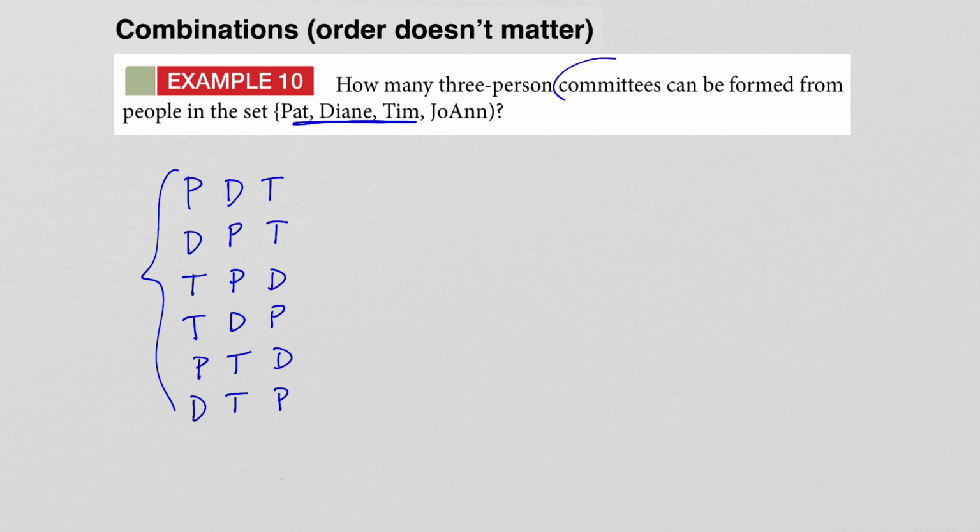But if you're forming a committee, in a committee, order doesn't matter. So if we choose Pat, Diane, and Tim, it doesn't matter that we chose Pat first, and then Diane second, and then Tim third. Or if we chose Tim first, and then Diane, and then Pat. Because if you're on the committee, you're on the committee. So with a combination, order doesn't matter. And that means you are going to have fewer total possibilities. So what's the formula for this?